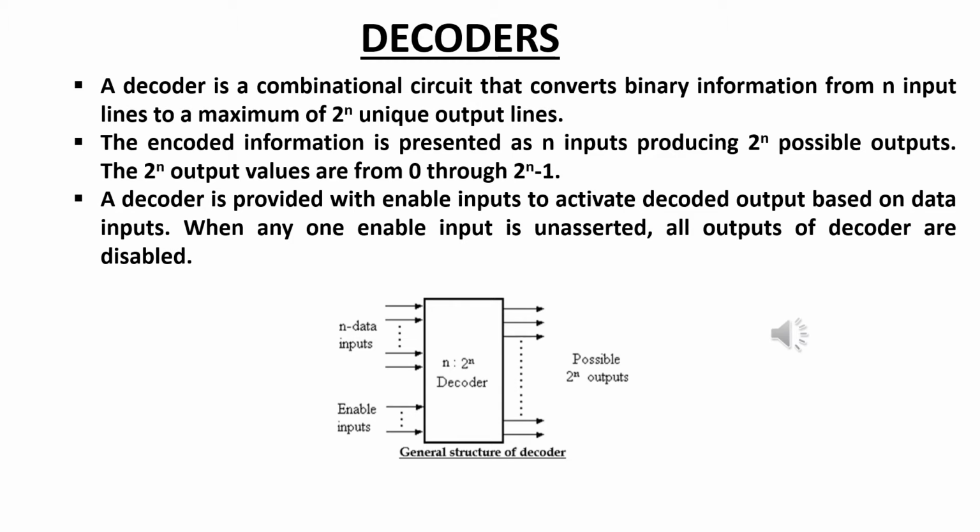A decoder is always provided with enable inputs to activate the decoded output based on the data input. When any one enable input is not enabled, all the outputs of the decoder are disabled. You can look at the general structure of a decoder here. In this diagram you can see n input data are given to the decoder, and the decoder will decode that into 2 power n possible outputs. And we always use some enable inputs for obtaining the output of our decoder.